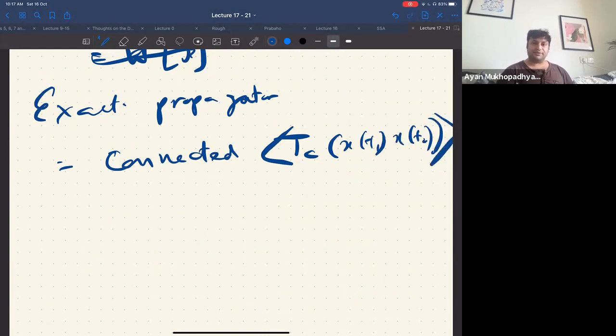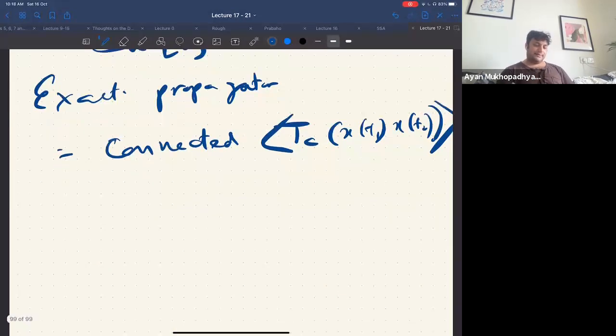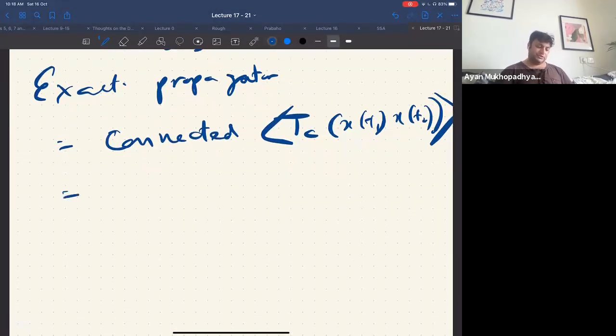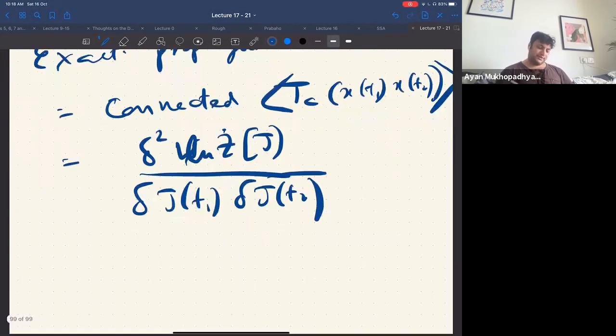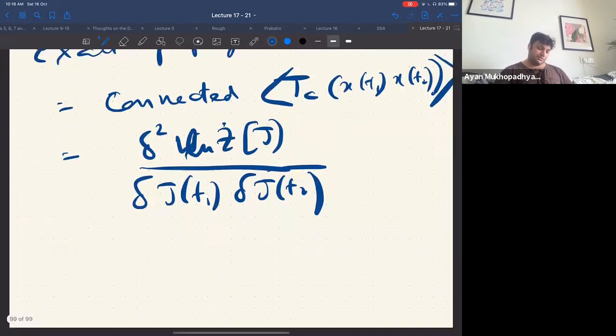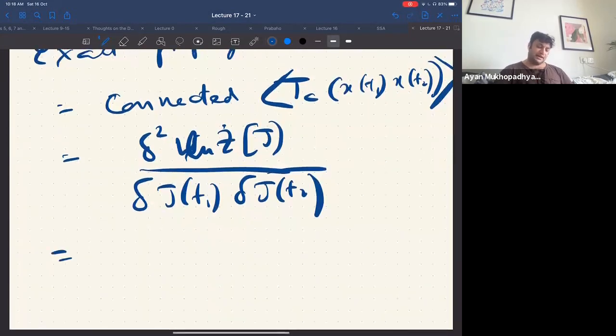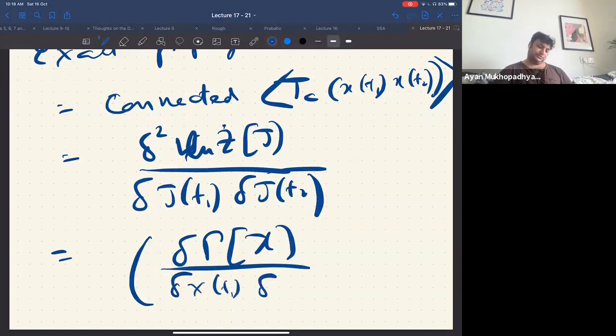All right, it's simply the connected two-point function, the exact propagator. So this is equal to δ log Z[J] / δJ(t1) δJ(t2), right? Because it is a generating function of connected propagators, so connected correlation functions, and this we will show is equal to actually the inverse of δΓ[x] / δx(t1) δx(t2).